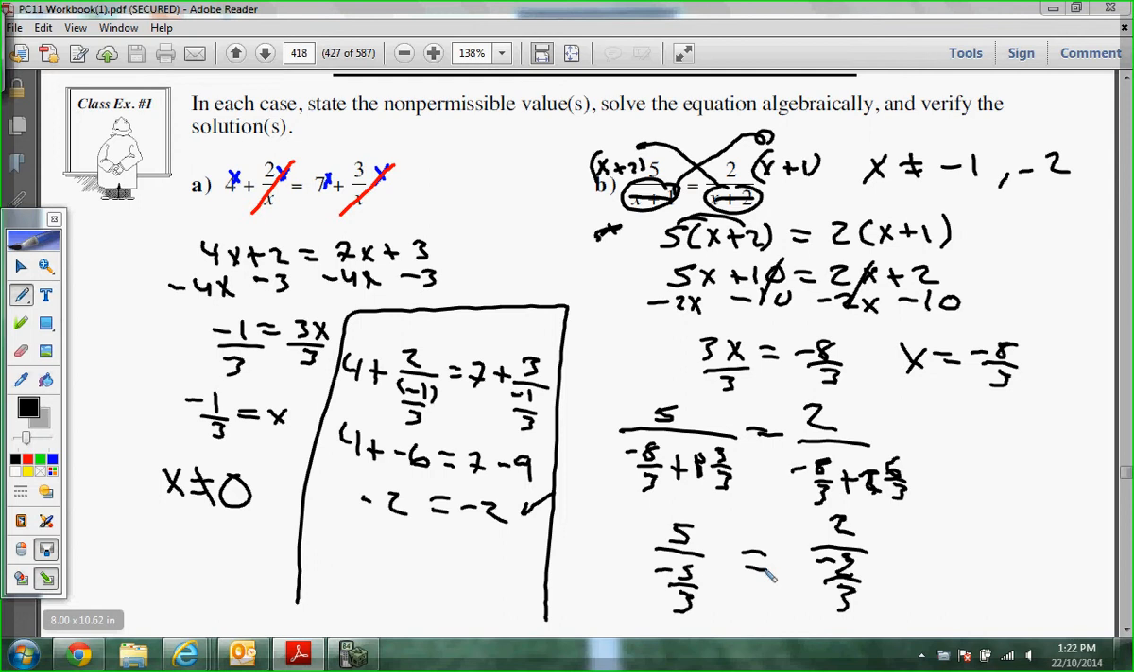You can put that in your calculator if you want, or if you understand it. 5 divided by negative 5 thirds, the same thing as 5 times negative 3 fifths, which is going to give you a negative 3. So you're going to get a negative 3 equals a negative 3, and it'll be verified. All right, we got one more page. So hang in there, and then we'll work on some calculator issues.